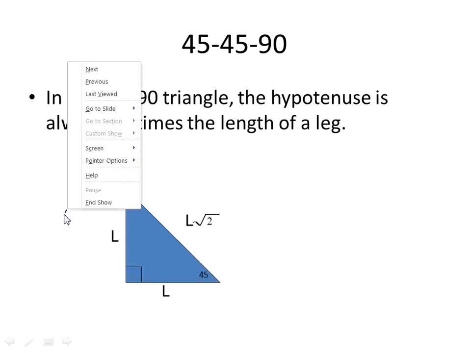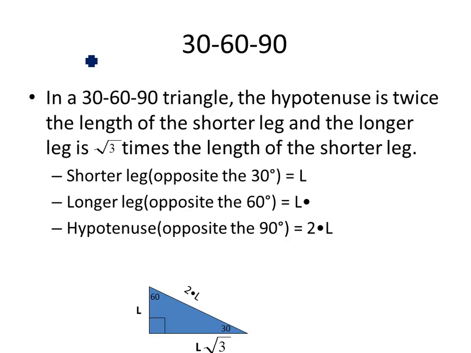The 30, 60, 90 triangle. Write this down. I'm going to redraw. Can everybody read that, or should I redraw it? You can see it?